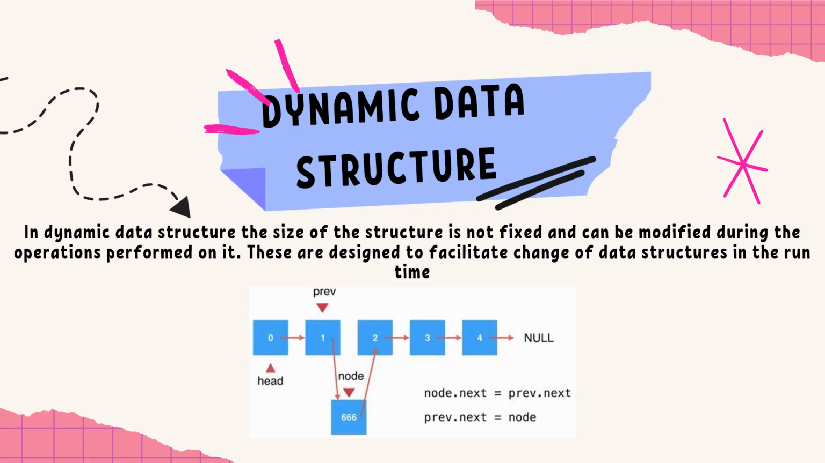In linear data structure, we have divided it into two sectors, that are static data structure and dynamic data structure. In previous slides, we talked about what static data structures are and examples of static data structures. Now we are going to talk about dynamic data structures. First, we should have a clear idea of what dynamic data structures are.